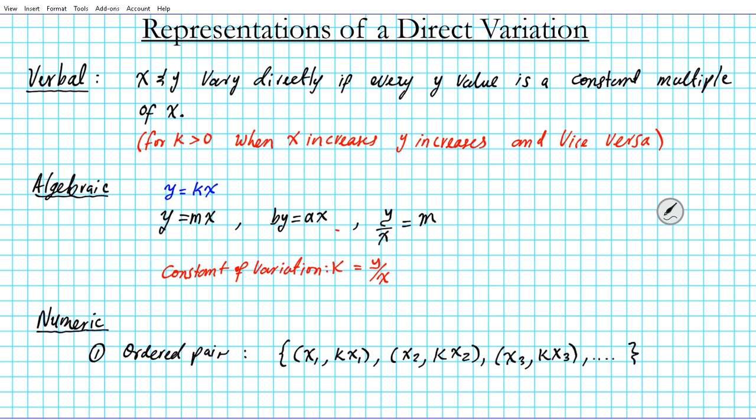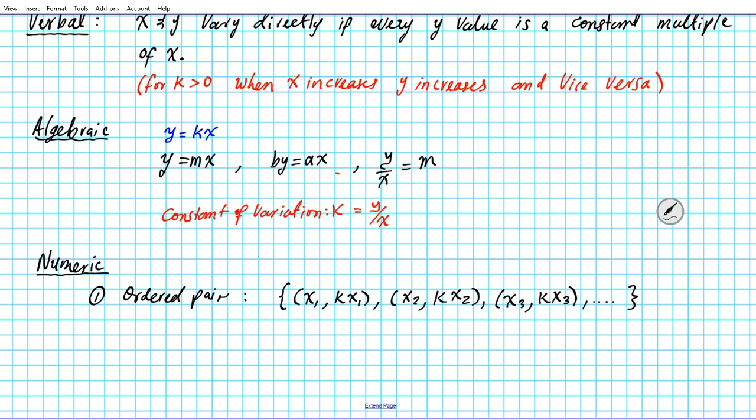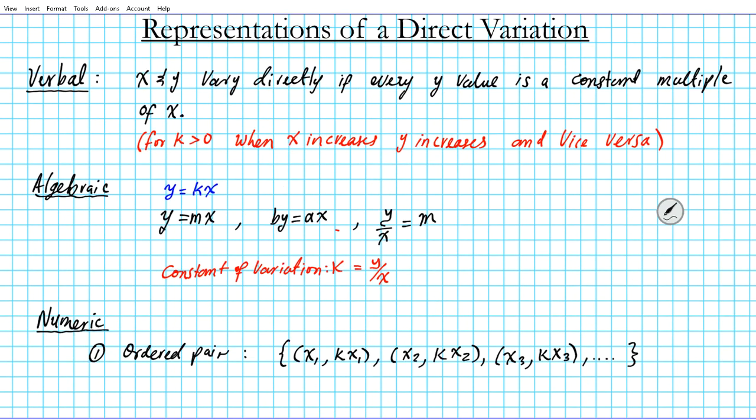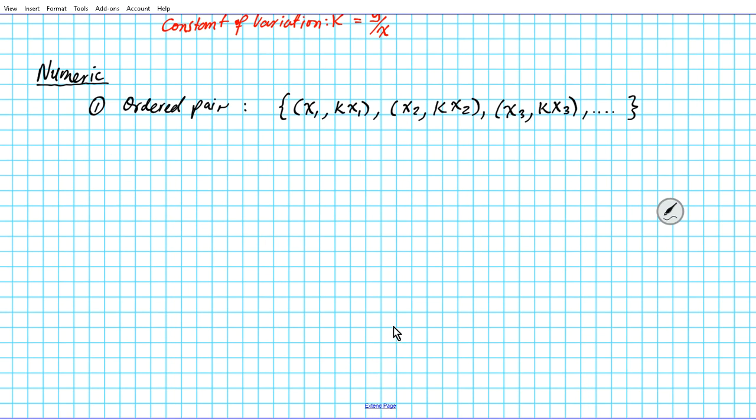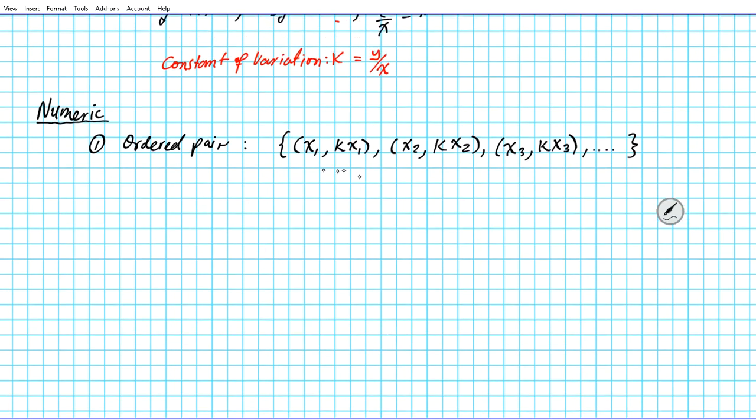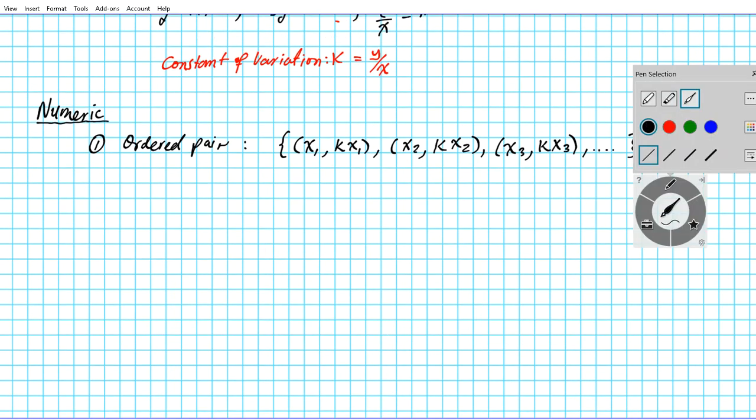If you look at what's going on here, you notice that every single time we're multiplying by the same constant of variation, which is k. So that's basically how direct variations look as an ordered pair.